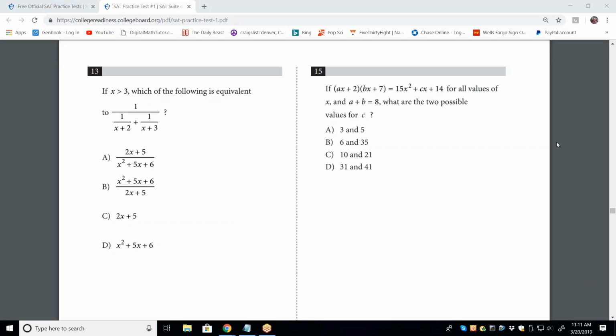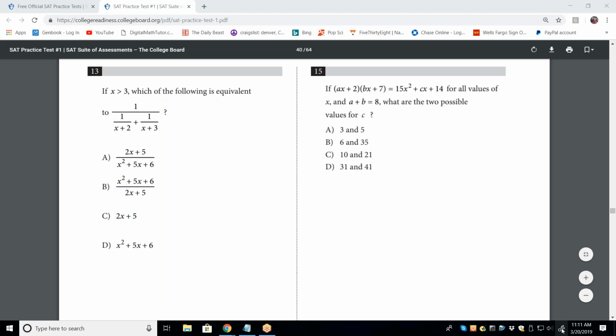Okay, so looking at 15. Without going any further than right here, hold on.